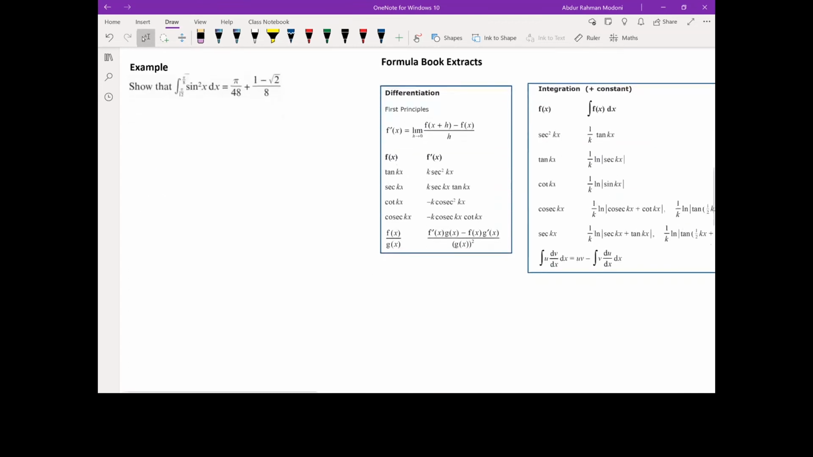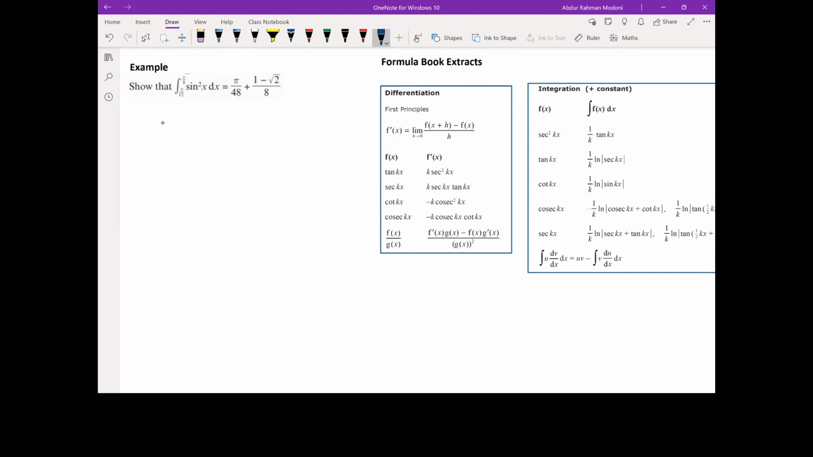Let's look at another example here. It's a show that question in this case. That means we need to integrate sine squared. Now, we don't know how to integrate sine squared x. Again, you can see that it's not in our formula book, nor is it one that we do know. But we do know some double angle identities that relate sine squared x to trig functions that we can integrate.